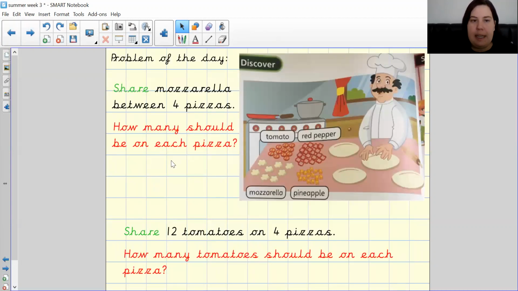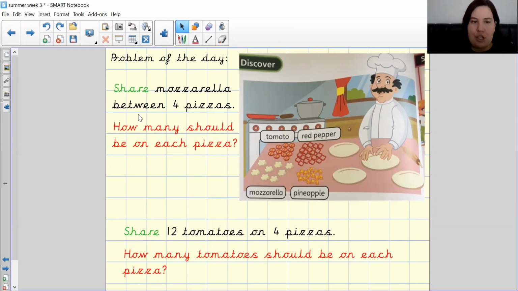So let's begin our problem of the day today. This is Mr. Pizza Man. He comes from Italy because he loves making pizzas. But he's having a slight problem. He wants to make 4 pizzas equal with all of the right toppings, but he is not sure and he's asked for our help.